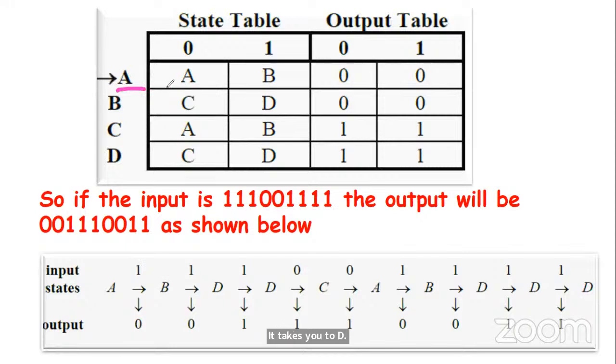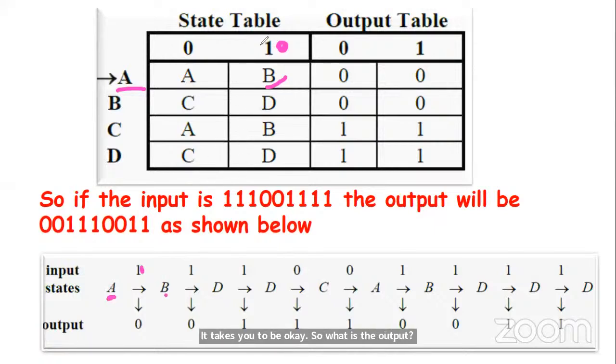You are at A, you receive an input of 1. It takes you to where? B. So you are at A, you receive an input of 1, and it takes you to B. Yeah. So what is the output? How do you get the output?